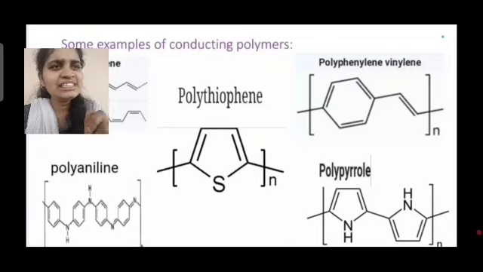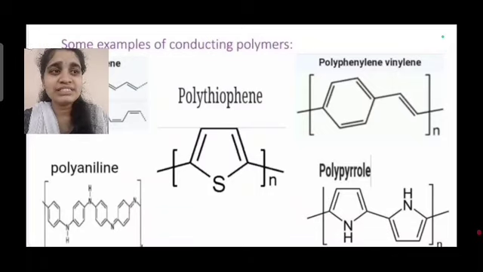Polythiophene contains a sulfur atom in its structure and shows good stability and conductivity. Polyaniline is very popular because it is cheap, stable, and easy to prepare. Polypyrrole is widely used in sensors and batteries. PPV is used in LEDs and in industrial methods.